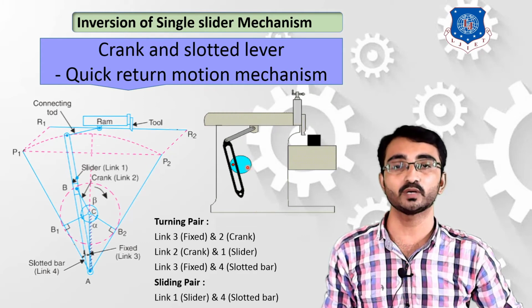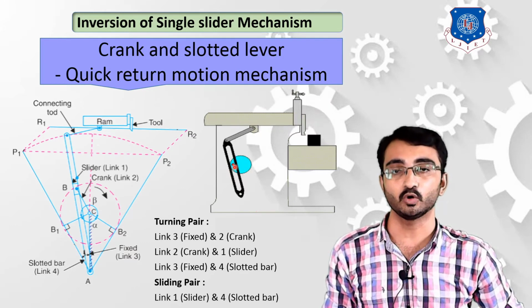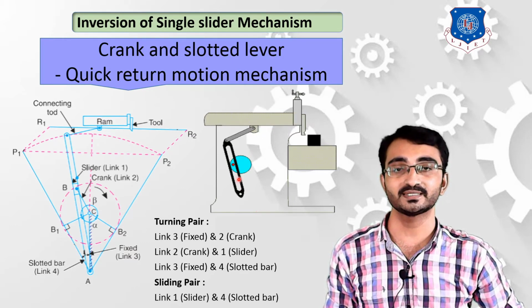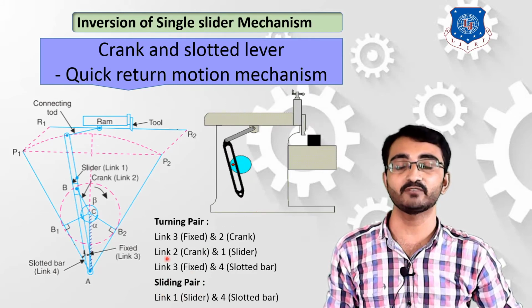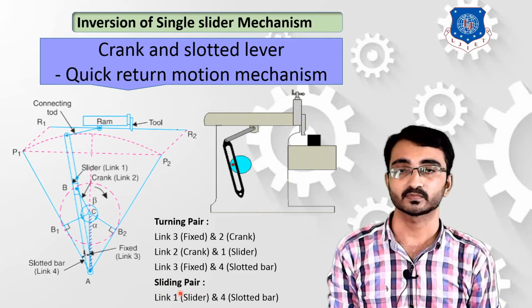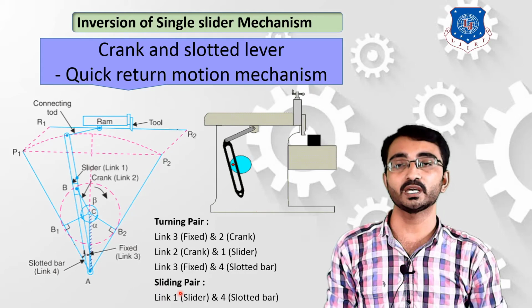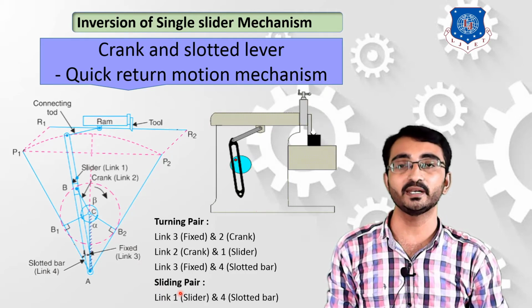Okay, over here you can refer that your pin, this red point, can be denoted as a slider. And this slider is sliding inside this slotted lever, and that will form your sliding pair. So in this way we can make a list of turning and sliding pairs in this mechanism.